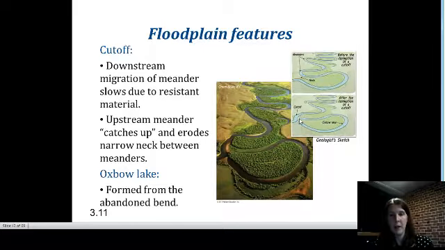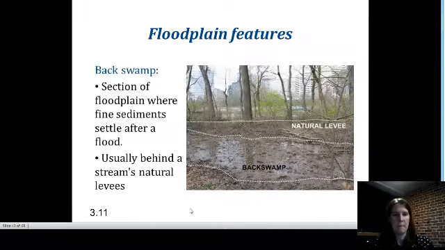When this jump happens, it cuts off that former meander and creates what are called oxbow lakes. These are just abandoned bends in the meander, and they typically turn into wetland or marsh regions for a while.